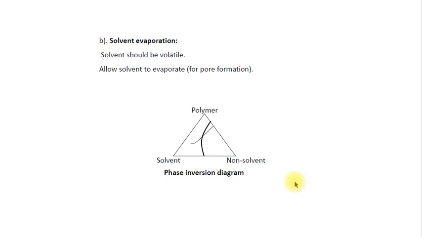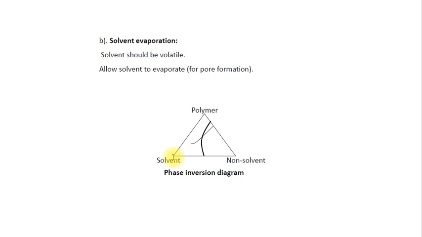The next method is solvent evaporation. You can evaporate the solvent by using vacuum or by using heat. That way you can separate out the two phases. This diagram represents the concentration of the two phases. This is the homogeneous phase, and this is the heterogeneous phase. Here you have taken the concentration of solvent and polymer like this point. Here the concentration of solvent is higher.